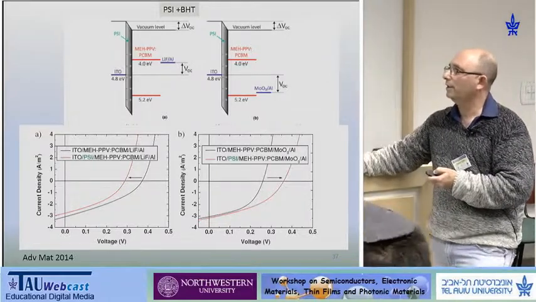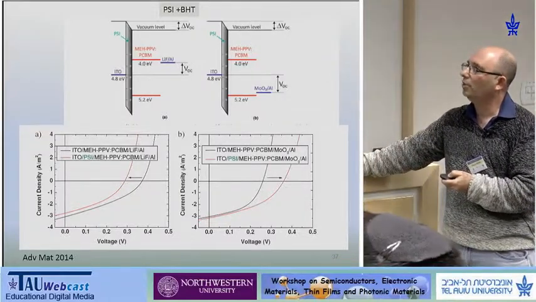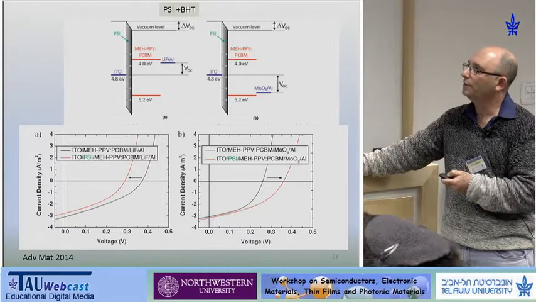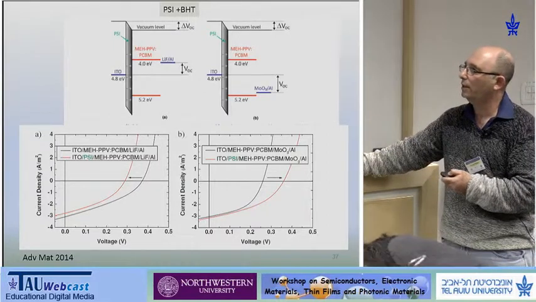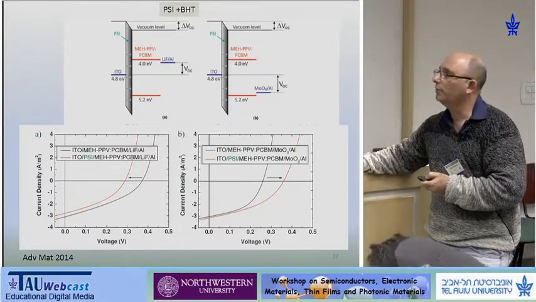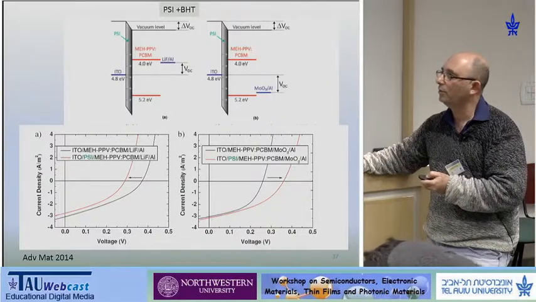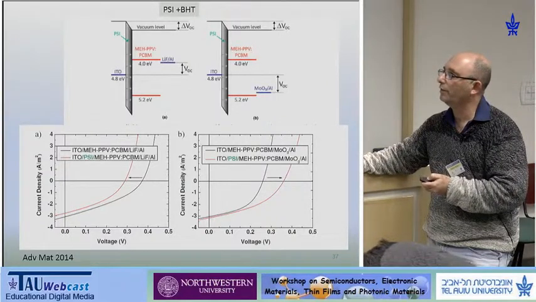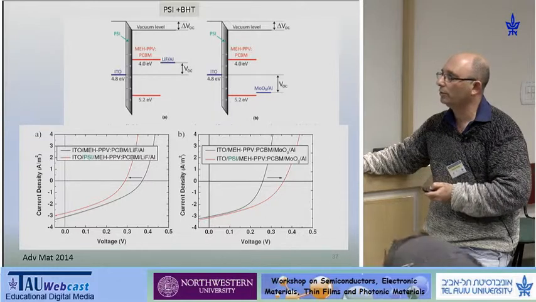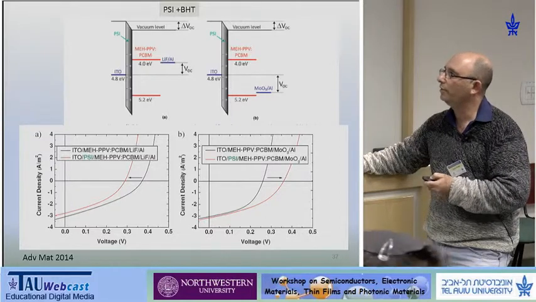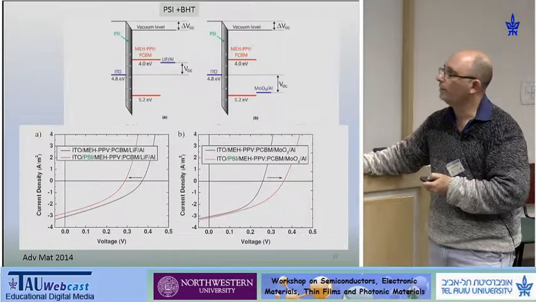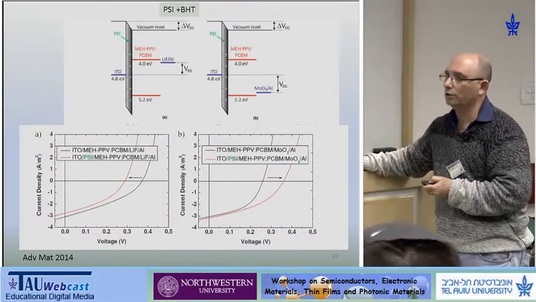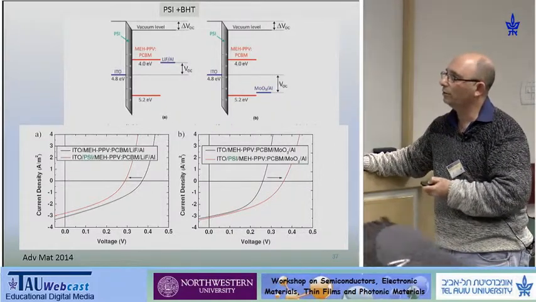and asked ourselves, what will be the open circuit voltage if we assume some kind of dipole here? Our hypothesis was that with a regular solar cell, the open circuit voltage will decrease, and with an inverted solar cell, the open circuit voltage will increase. And this is, again, what we got.